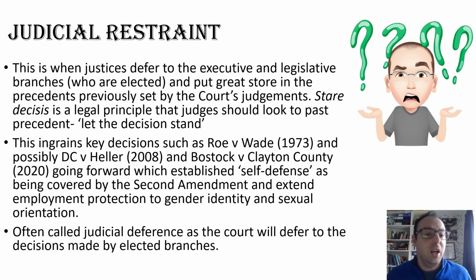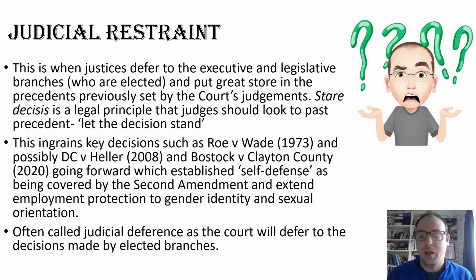Excuse my Latin. It is a legal principle that judges should look to the precedent, and they should essentially let the decision stand. So that then ingrains some of the ideas. At the time they were made, there were examples of judicial activism, but now judicial restraint ingrains them. So Roe versus Wade on abortion can be seen as one of these. Now, it's possible that some of the ones we've looked at today from the Roberts Court, DC versus Heller and Bostock versus Clayton County, could become the same.